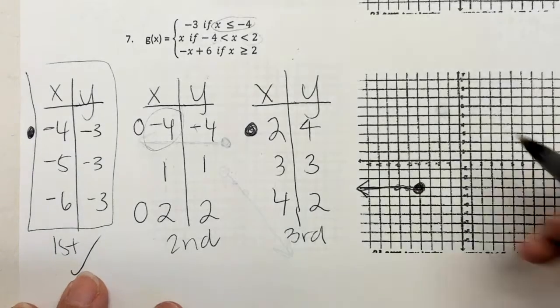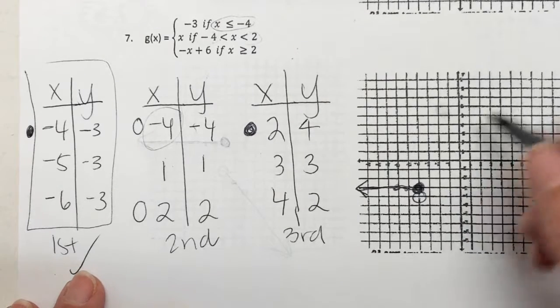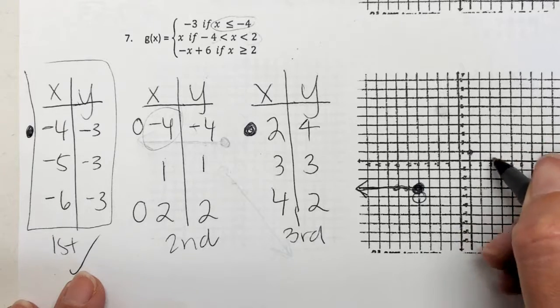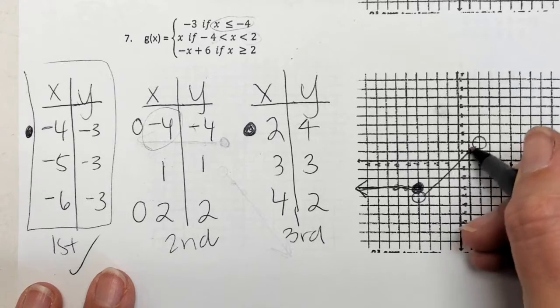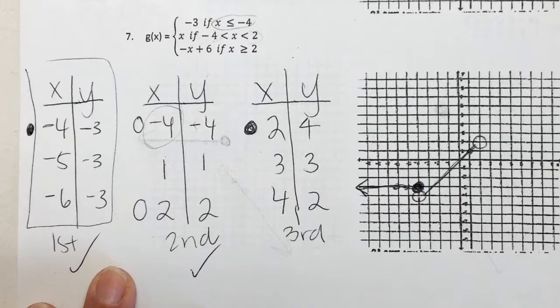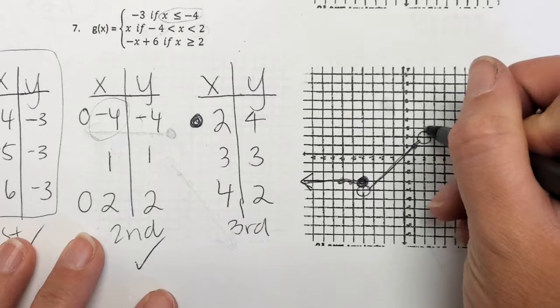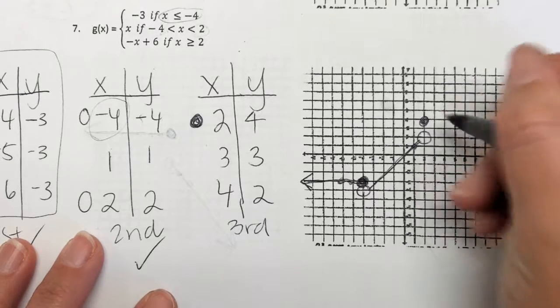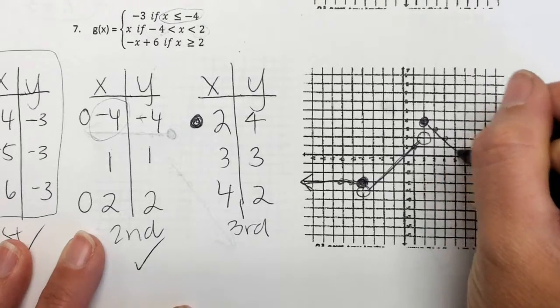Alright, the next piece at -4, -4 should be an open circle. And then at 1, 1 there should be a smaller circle. And then at 2, 2 open circle. And then just connect those. Is everybody good with the second piece? Alright, then last one, 2, 4 should have a closed circle. 3, 3 should be a smaller circle. 4, 2 smaller circle. And then connect your points.